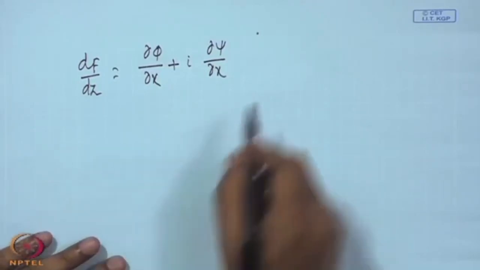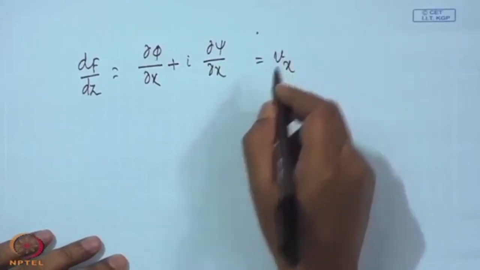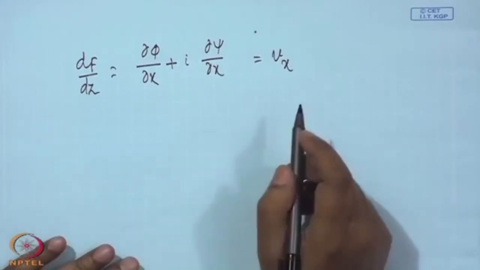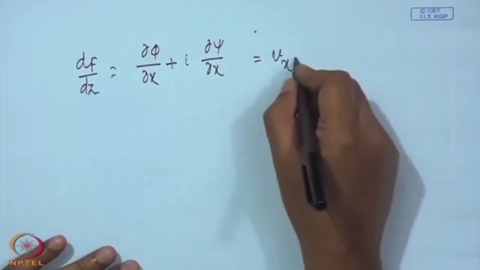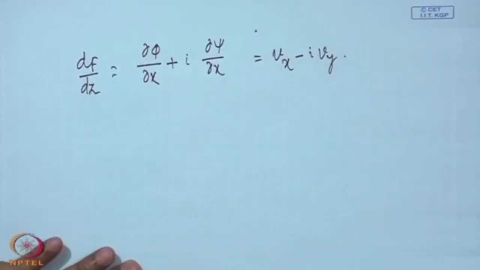And what is it? d phi dx is v x and d psi dx is minus v y. So, this becomes v x minus i v y.